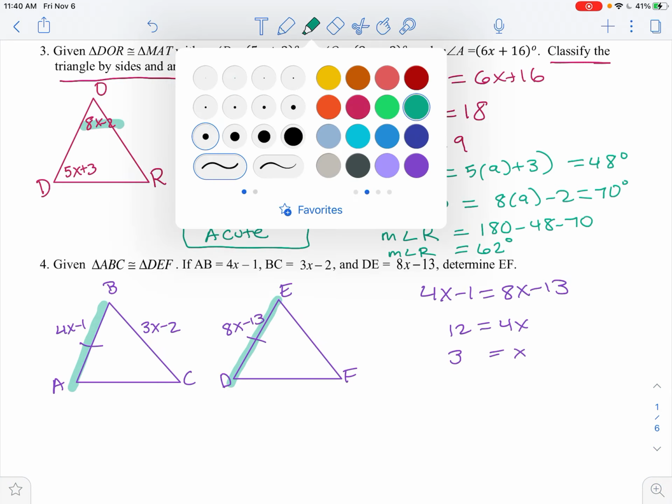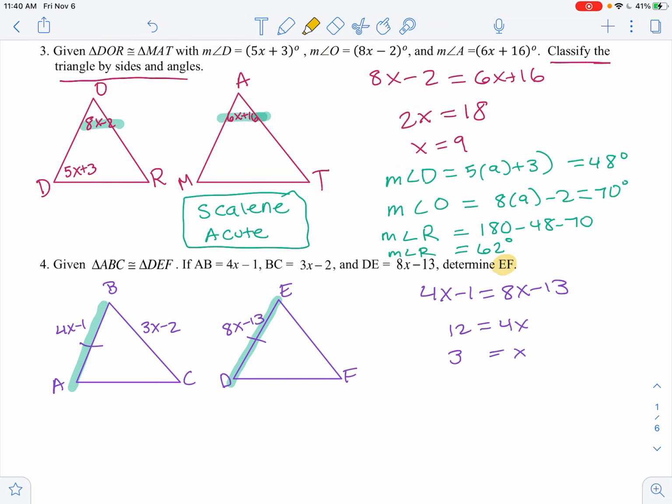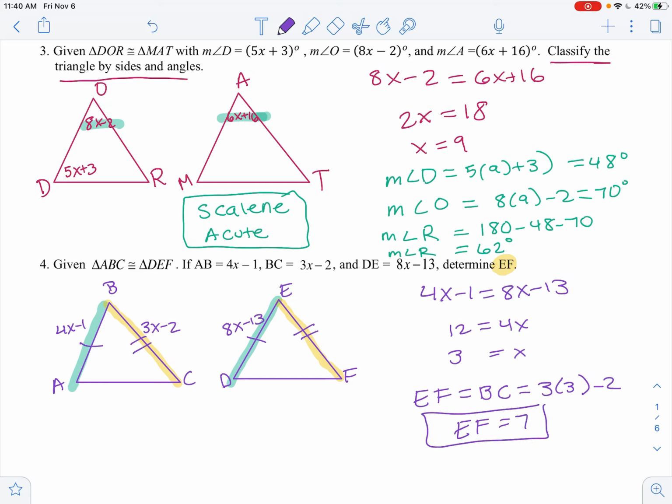Now, the question actually asks me to find EF. I don't have an expression for EF, but I do know that EF corresponds to BC, so that means those two parts are equal. So if I want to find EF, I can find the length of BC, and that will also be the length for EF. So EF must be 9 minus 2, so that's 7. And there's our answer.